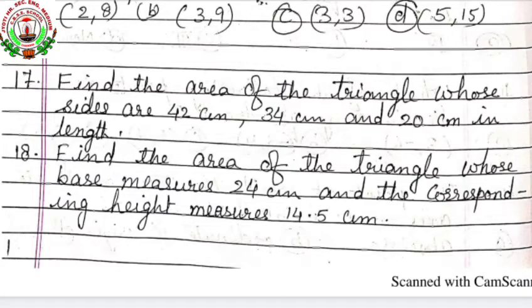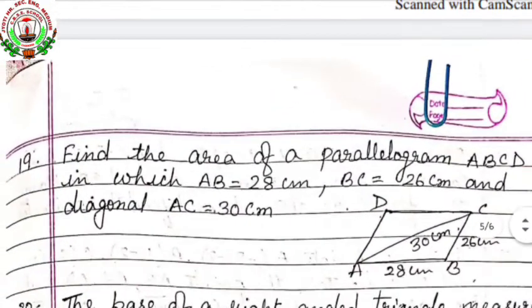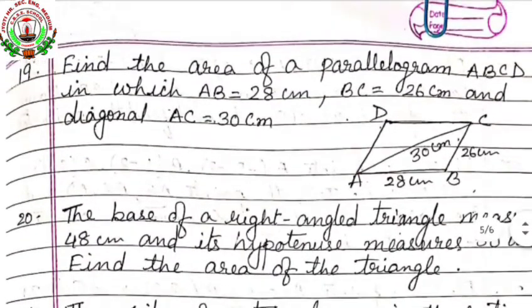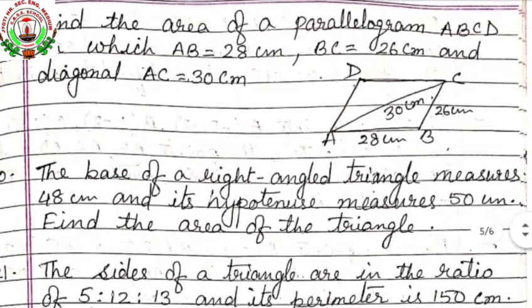Now 19th question, find the area of a parallelogram ABCD in which AB equals 28 cm, BC equals 26 cm and diagonal AC equals 30 cm. We know that in a parallelogram, the diagonal divides it into two same triangles. So one triangle's sides are given. Using Heron's formula, get the area of it. After getting the area, multiply it by 2 because two triangles are made from the parallelogram. So into 2 you will get the area of this parallelogram.